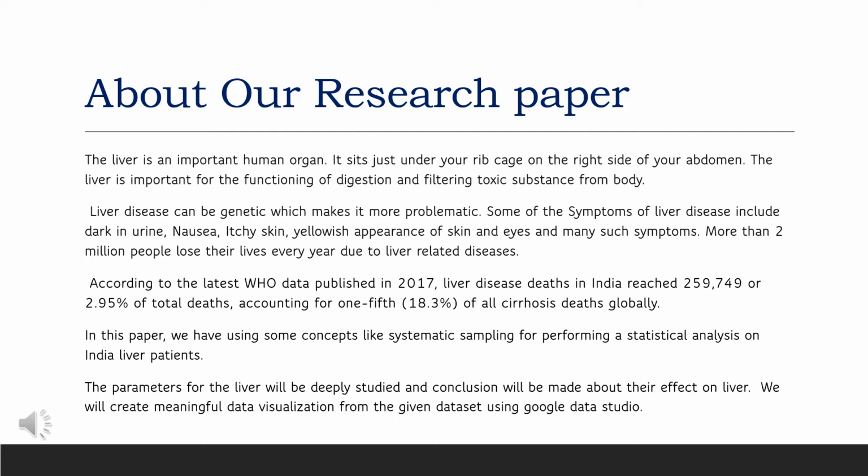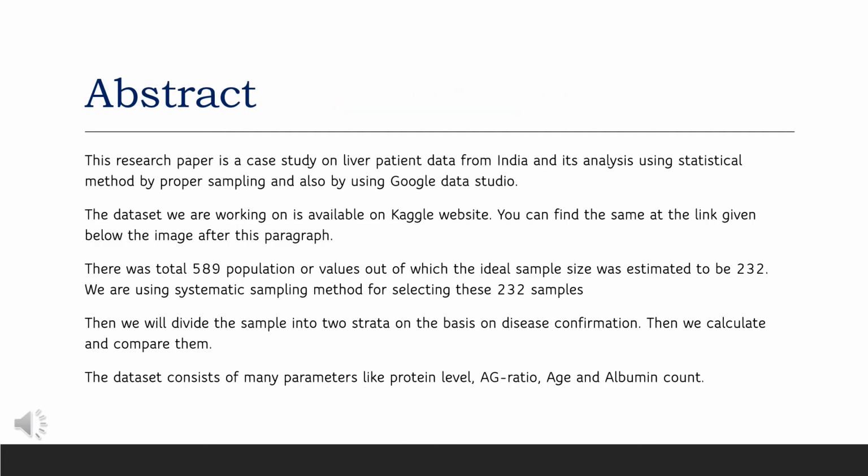So in this paper, we are going to use concepts like systematic sampling for statistical analysis of liver patient data, and then we will calculate some of the important parameters to understand the population. Abstract: the research paper is a case study on liver patient analysis, as we have already talked. We are not just going to contribute a statistical analysis, but also a data visualization analysis.